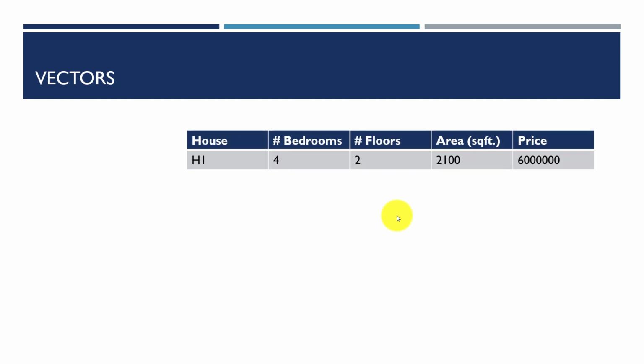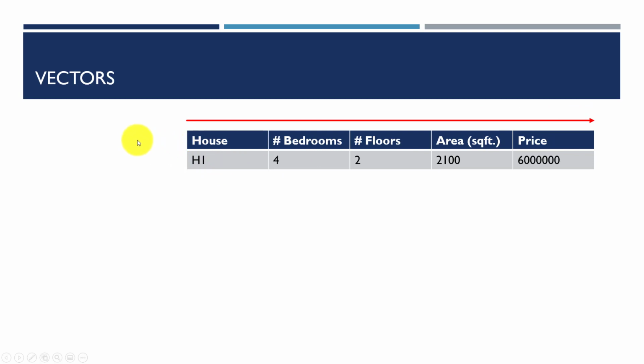Now the initial and most fundamental one is the vector. So we will start with an example. Let's say we have housing data, and in our data we have a single house, and we have the number of bedrooms, number of floors, the area, and the price. We have the data of a single house here. So how can we represent this particular data? For the single house, this is only one dimension, right?